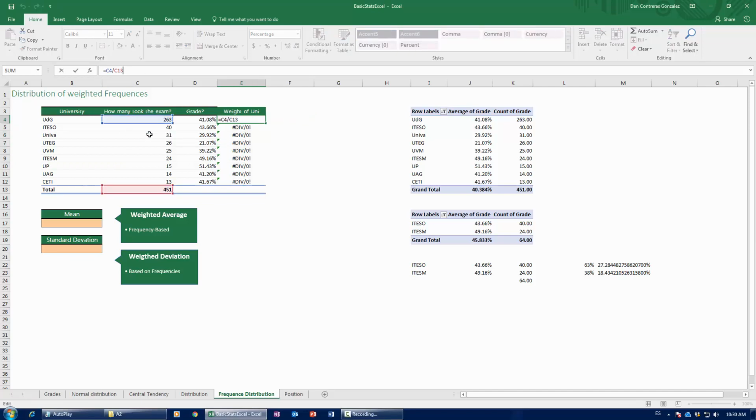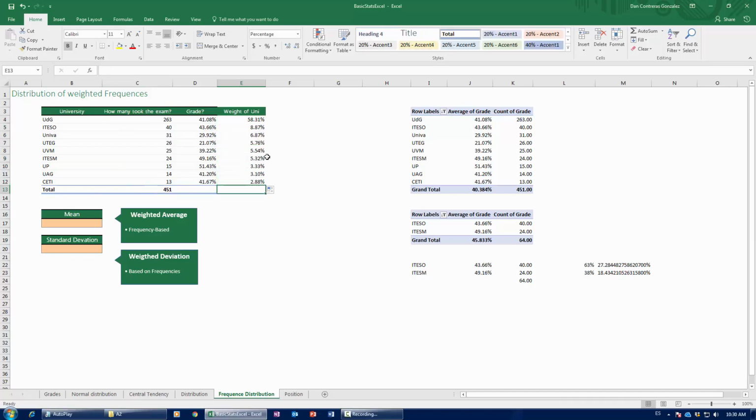Let me just do an absolute reference on this little red one, so I can drag this down, and there we go. All right, guys, the sum of all of this should be 100%. That's it. And you'll notice how each university is weighted. Notice how the public university is worth far more than the rest of the private ones. So that is the weight of the university.